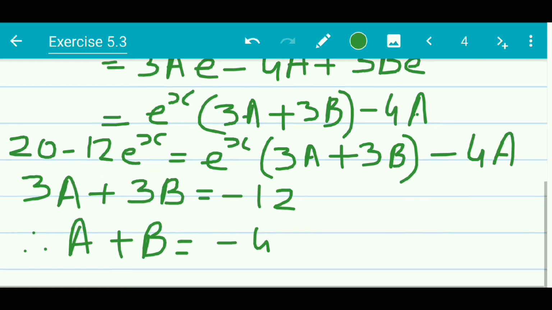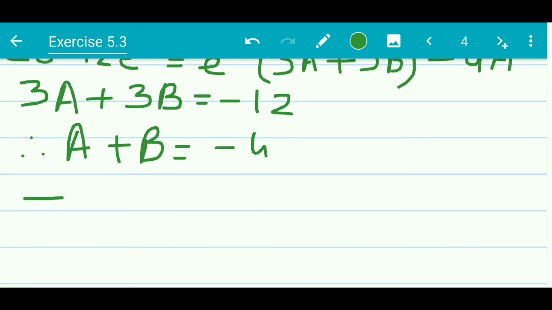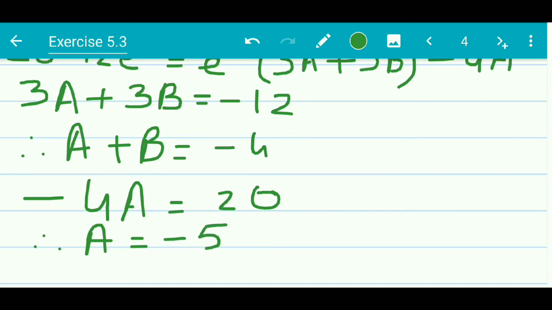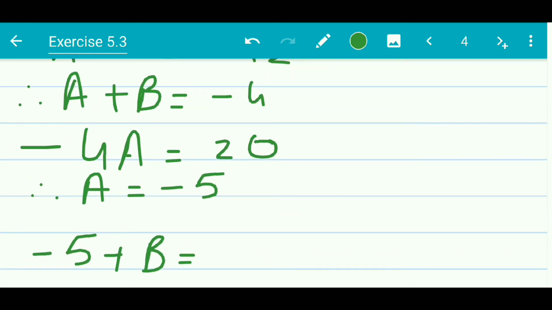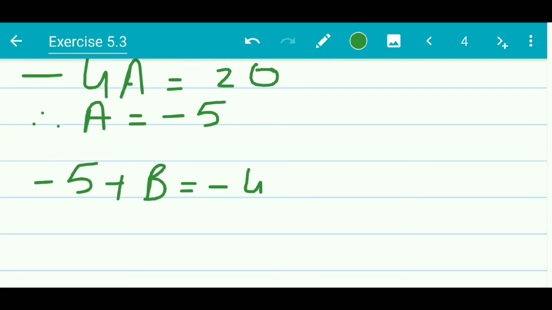Similarly, for the other term, we have minus 4a is equal to 20, or a is equal to minus 5. So thus we got the value for a. Now we put a is equal to minus 5 in this term, that is minus 5 plus b is equal to minus 4. Therefore, b comes out as 1. So we got the value for a and b.